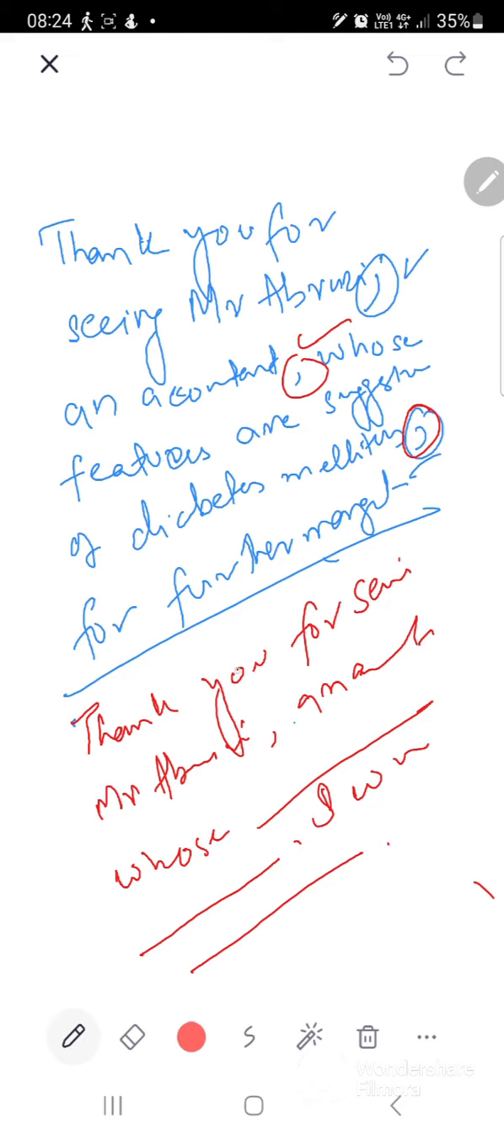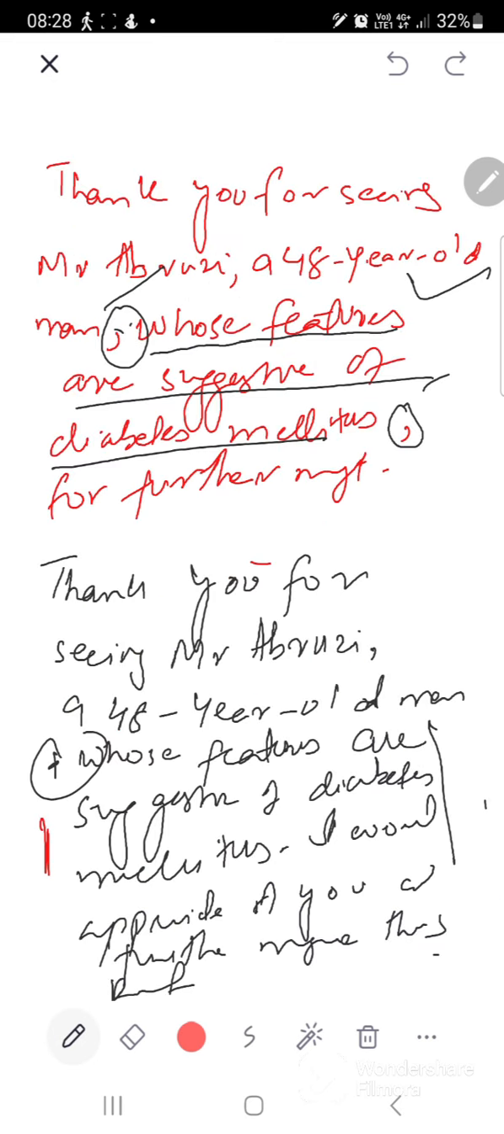But when you are writing in a flow, like "Thank you for seeing Mr. Abruzzi, whose features are suggestive of diabetes mellitus." Full stop. And I would appreciate if you are further management, then there is no comma. Okay. So that is the difference between defining and non-defining clause. If you would like to ask any question, please feel free to ask me.